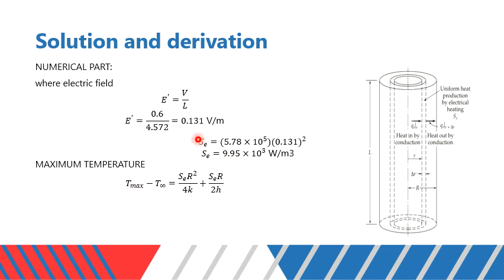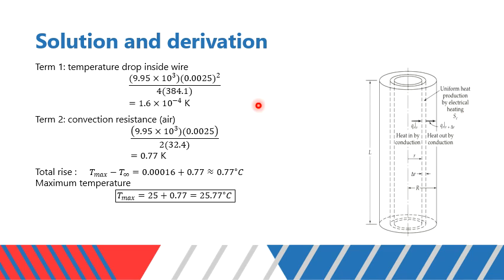First we need to find Sc, which is sigma into E dash squared. So we get this Sc, and after putting Sc in the formula, we get T max. For the first term, Sc R squared by 4k, we get 1.6 into 10 raised to power minus 4, which is very small, and for term 2 we get 0.77 Kelvin.